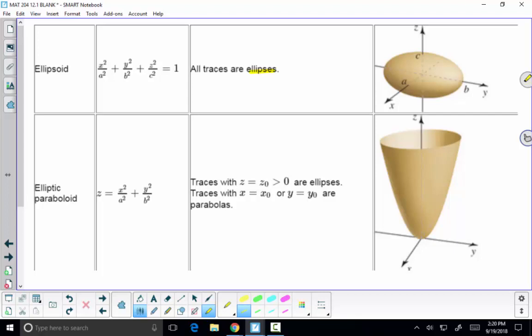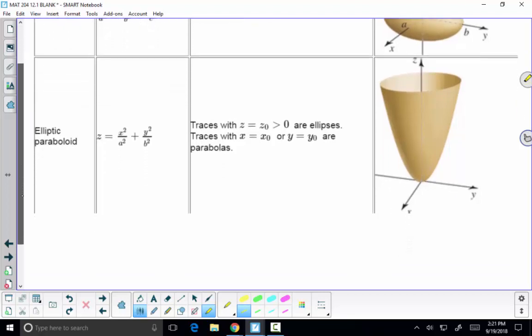The way that you try to identify these quadrics, once you see what the shapes are, is you can write out those traces like I just did, or you can cover up in your mind and think, oh, ellipse, ellipse, ellipse. Must be an ellipsoid.